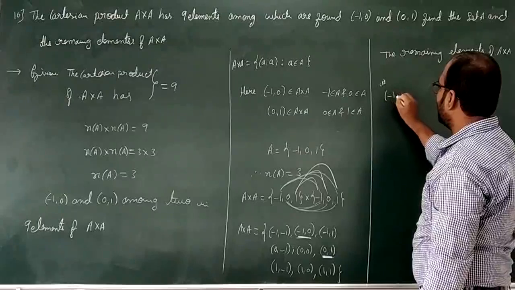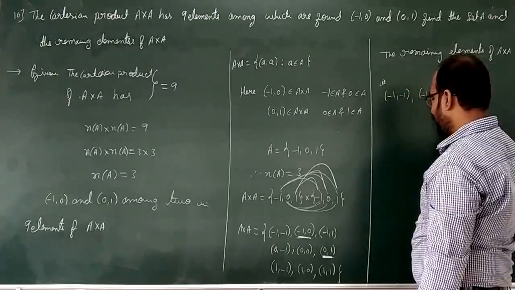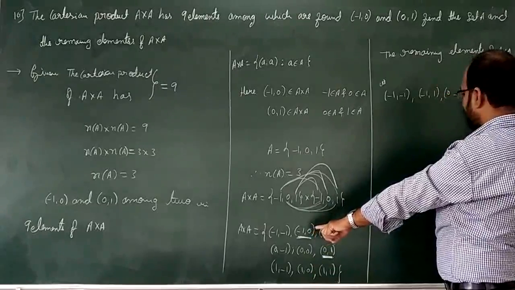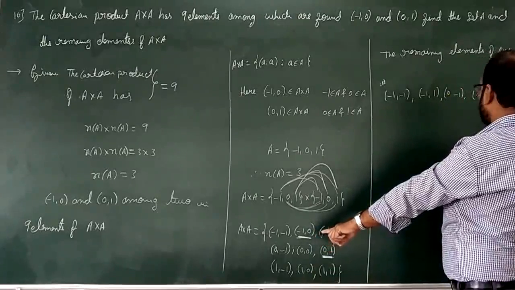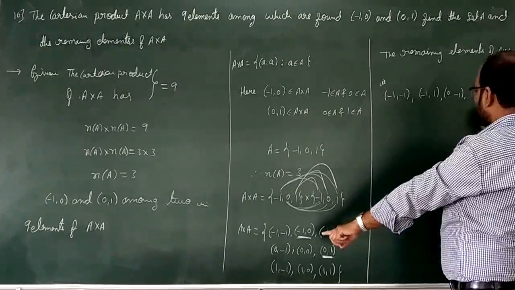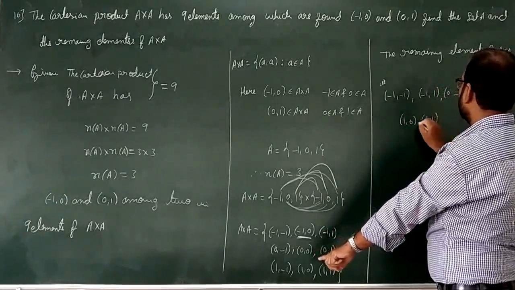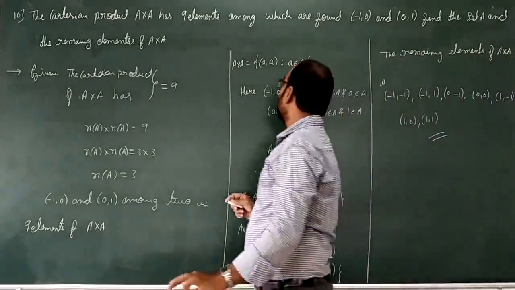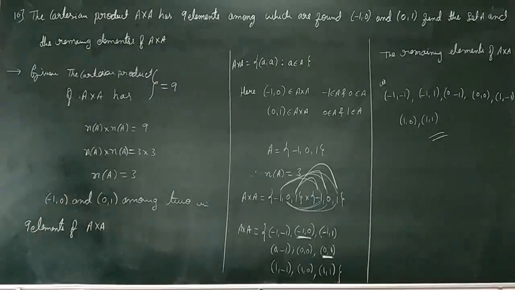That is (-1, -1), (-1, 1). Next (0, -1), (0, 0). Next (1, -1). Next (1, 0). Next (1, 1). These are the remaining elements. Okay, write down and also check your answer.